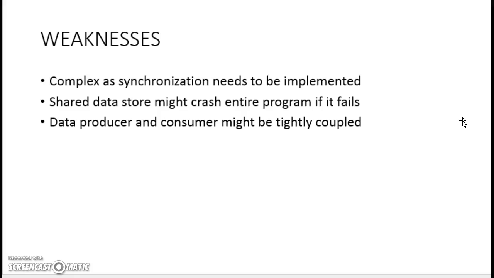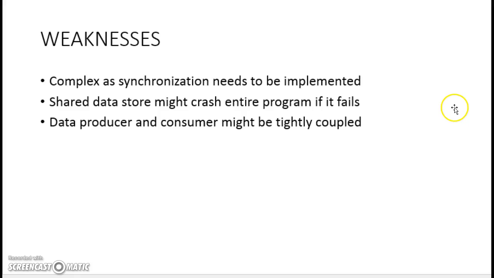However, the shared data pattern is not without its weaknesses. It is quite complex to implement because you need to do synchronization. As I mentioned earlier, if we are talking about concurrency in most programming languages, you need to implement an intrinsic lock on each of the methods or the accessors so that only one accessor at a time can modify a certain piece of data. If two can do it, it will lead to undesirable consequences.